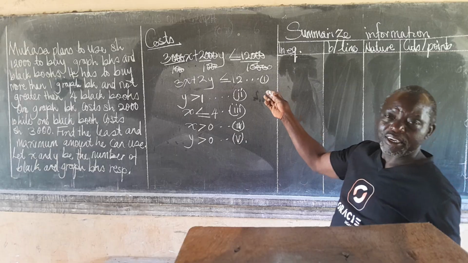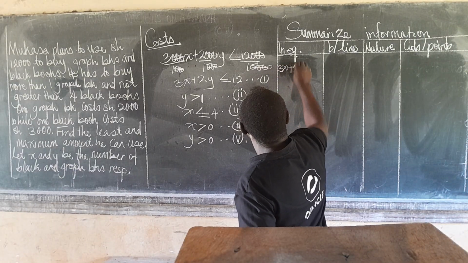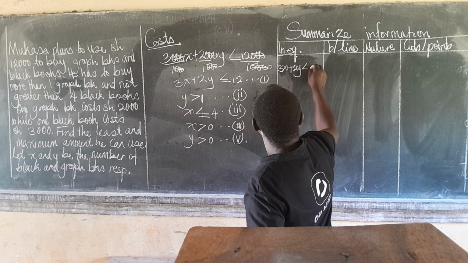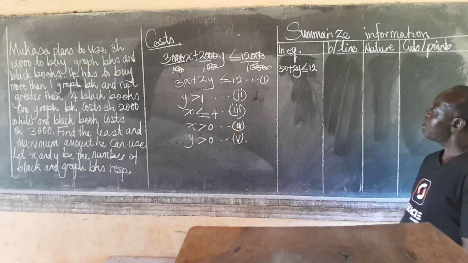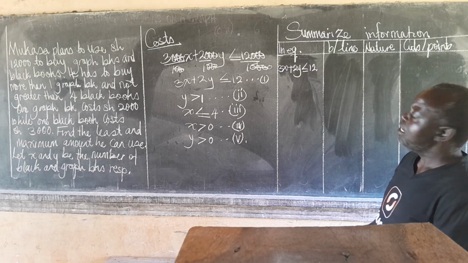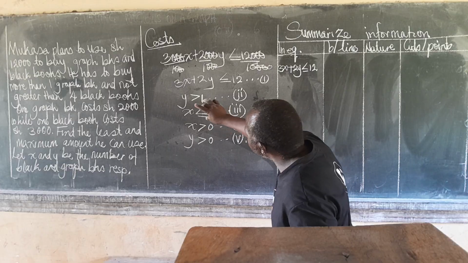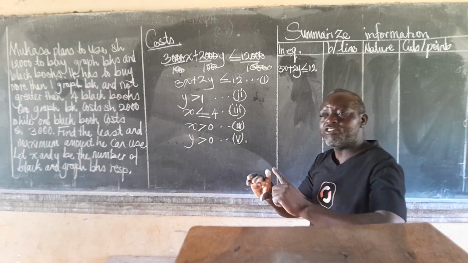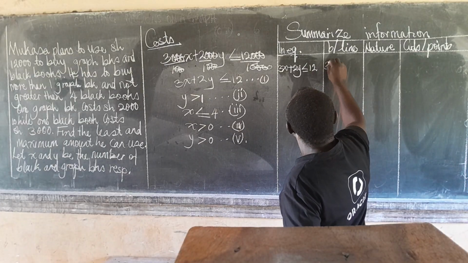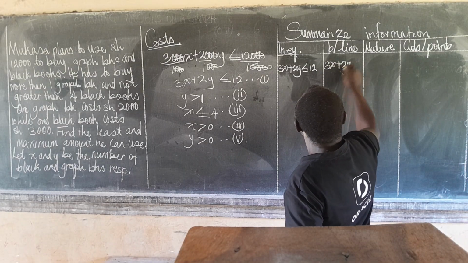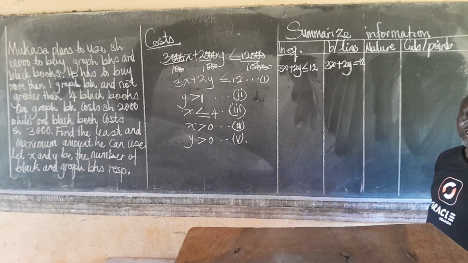Now look here. What is the first inequality we are having? We are having 3x plus 2y less than or equal to 12. When it comes to the boundary line, all these signs have to be replaced with equal signs. Therefore, we are going to say 3x plus 2y equals 12.